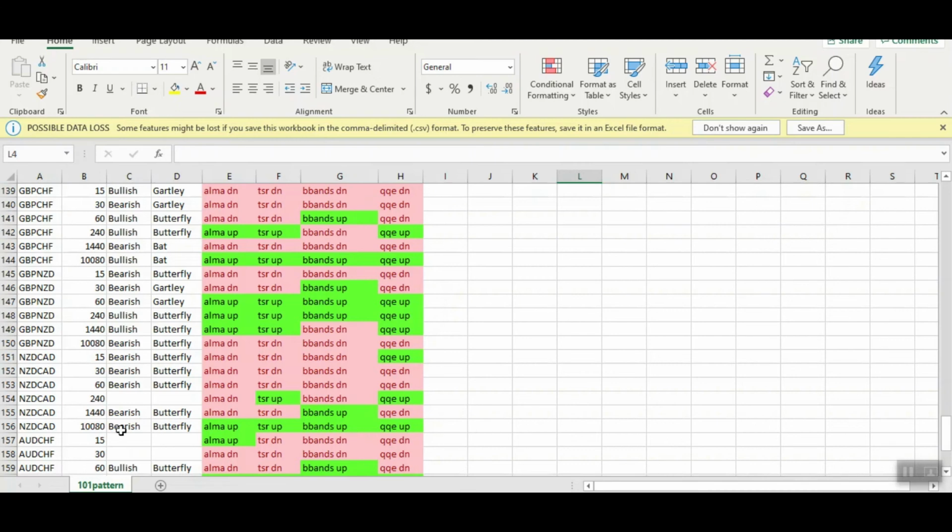Now this is what really interested me. Here you have, now this was, I don't know, a couple weeks ago that I posted that on Facebook. So things have changed since then, of course, but you have a bearish butterfly pattern with the ALMA going up, with the TSR going up, supported by the BB bands, and the QQE going up.